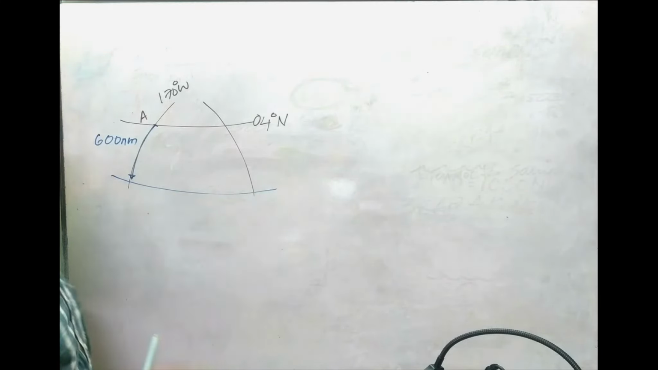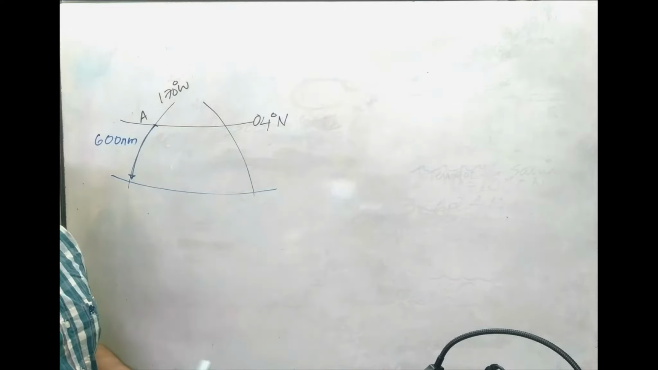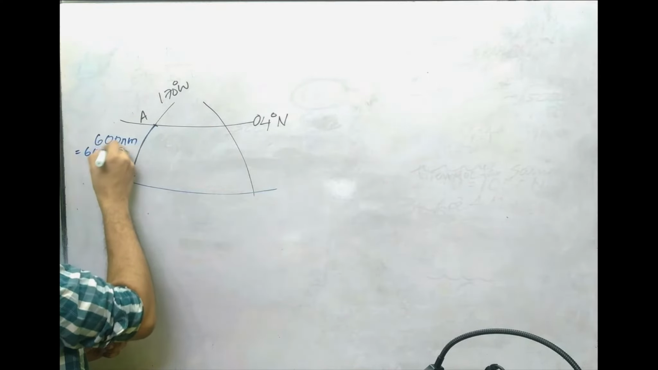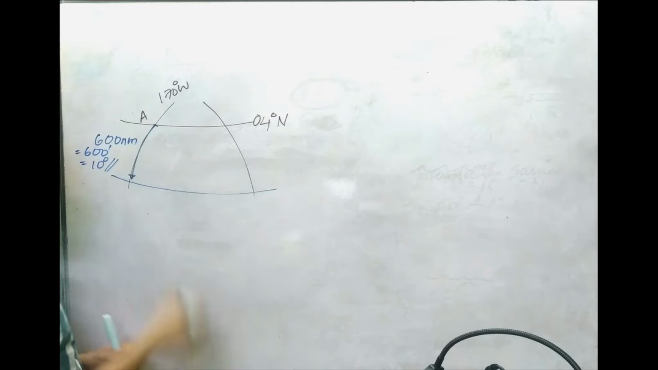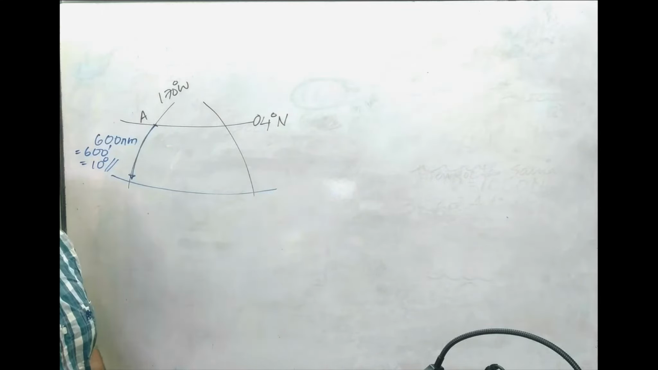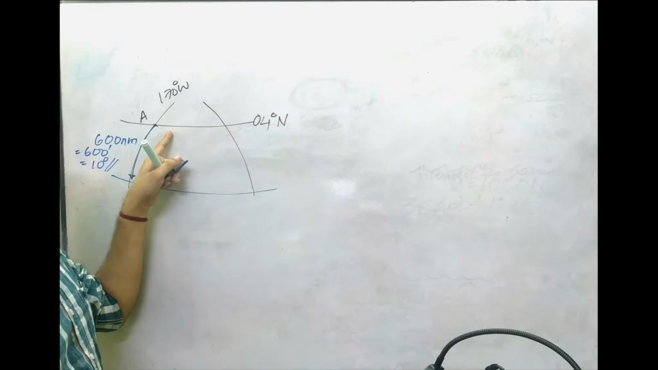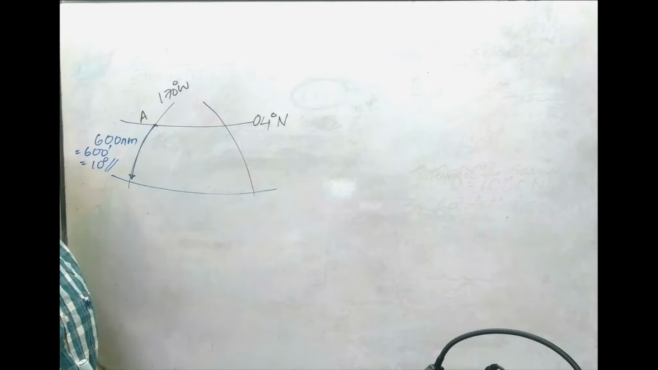What is this parallel of latitude? Now you can find this straight away, right? Since I'm traveling along a meridian, it is a great circle. It's a semi-great circle or a great circle where you can apply the conversion 1 minute is equal to 1 nautical mile. Therefore 600 nautical miles is equal to 600 minutes, which is equal to 10 degrees. 600 divided by 60, so it's 10 degrees, right? So from 4 degrees north, when you travel south by 10 degrees, where will you reach?